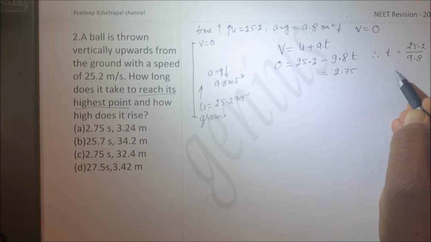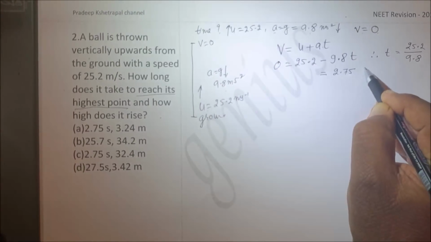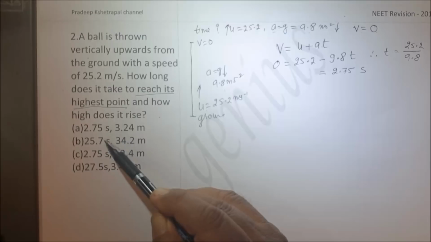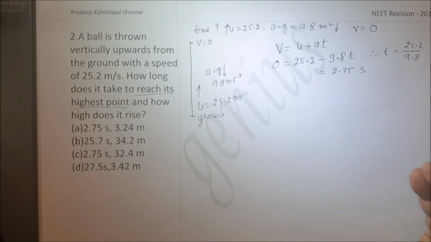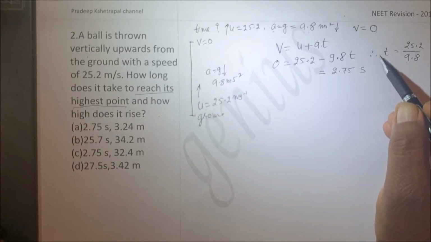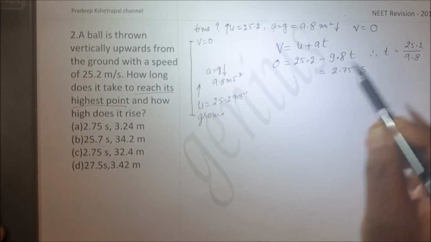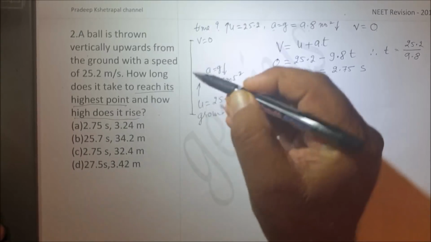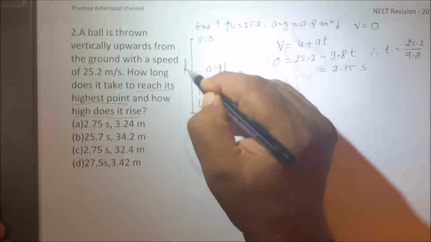Time comes to be 2.75 seconds. Okay, we check here, 2.75 is here, 2.75 is here, so this answer should be correct. Now the second thing we have to find out is how high does it rise. That means we have to find this height h.